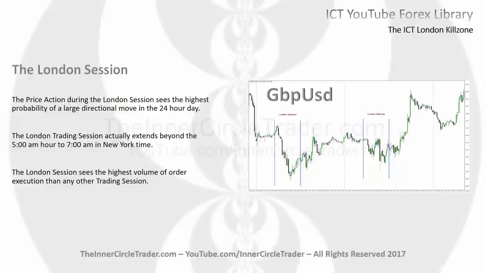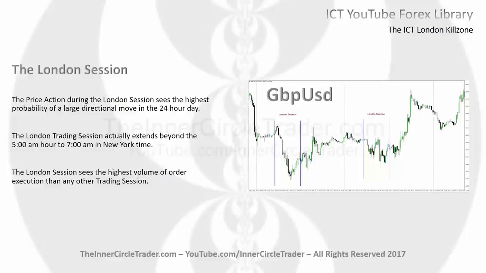But the price action during the London session sees the highest probability of a large directional move in the 24-hour day. So what does that mean? If we were to look at the entire 24-hour market and pick a beginning point and followed it around the entire world, where it began, it'll end. So we have 24 hours of time. If we were to measure the volume, or how much action, in layman's terms, the most bang for your buck is going to be in the London Open.